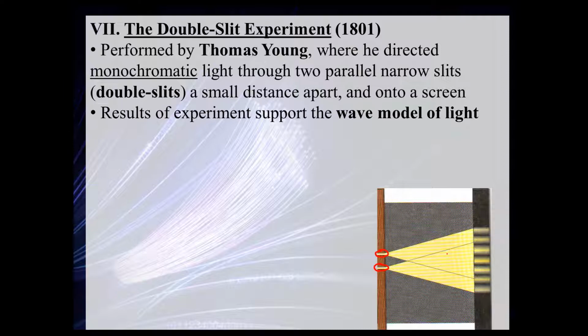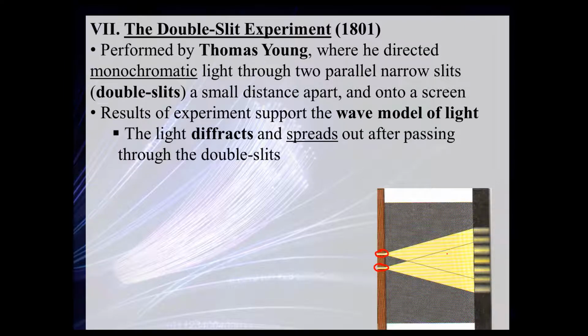The results of this experiment do support the wave model of light because, 1, when the light goes through the tiny slits, it diffracts. When the light diffracts, it spreads apart, and that's what these beams that are kind of separating are showing. The light spreads as it goes through one slit, and the light spreads as it goes through the second slit. And now the light's going to overlap.